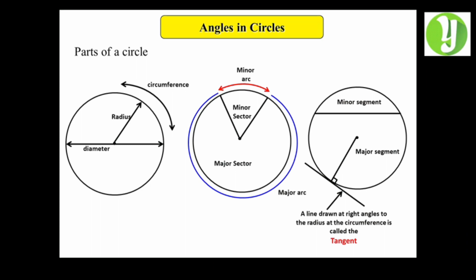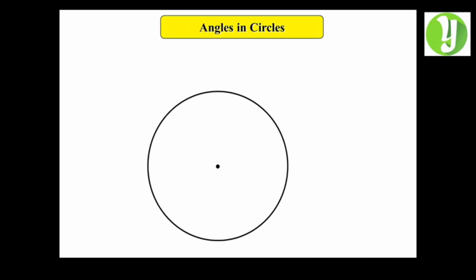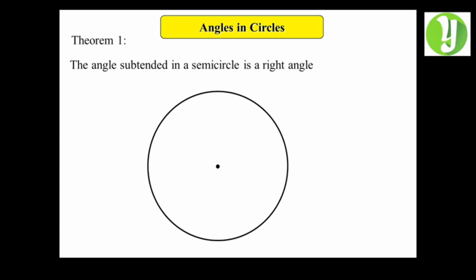So those are a few parts of a circle. That's quite important before we can start the angles inside a circle. Now we can start the first theorem or the first property of angles inside a circle. Theorem number one is: the angle subtended in a semicircle is a right angle. It means that the angle subtended by a semicircle is a right angle.